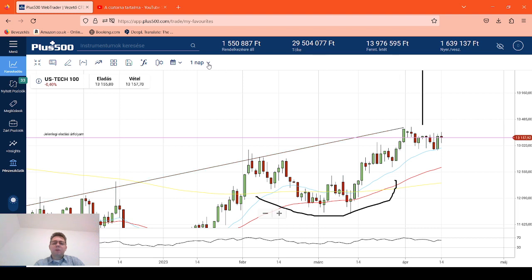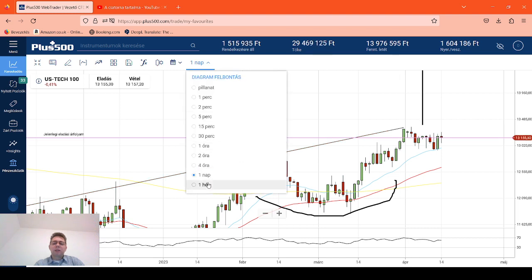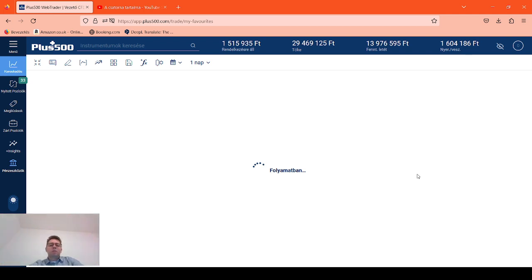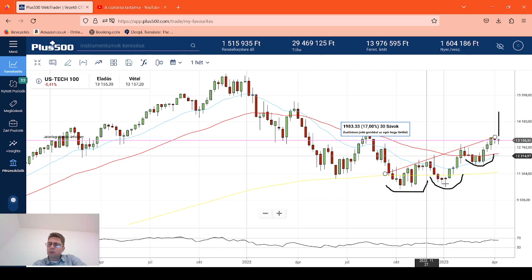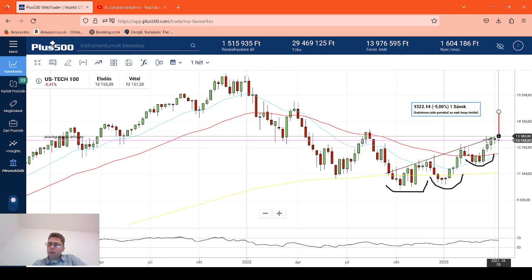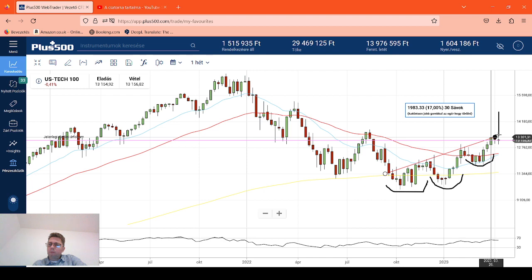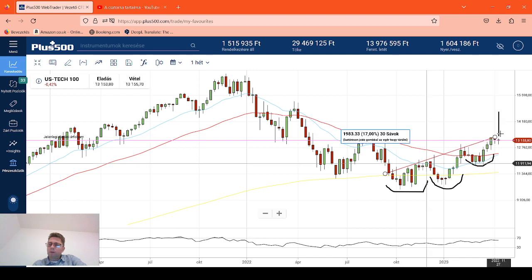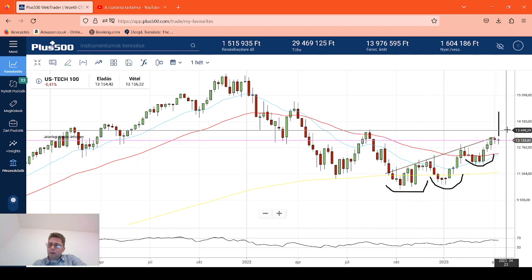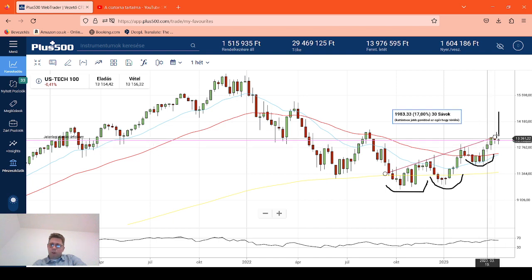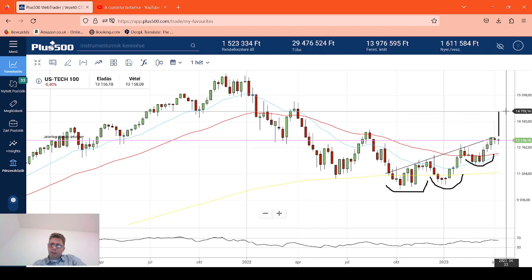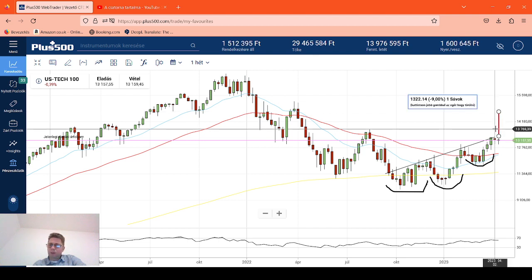And I talked about this inverse head and shoulder pattern. Let's go over to the weekly. Maybe on the weekly it's better to see. Yeah, here's the inverse head and shoulder pattern. And out of this pattern, if we break above the neckline, which we haven't done yet, if we have a weekly close above this area, then my price target is 14,700.